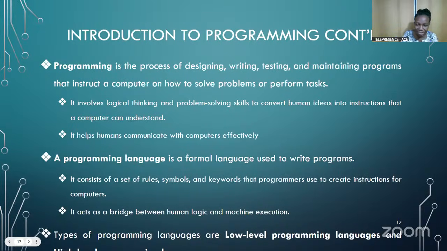A programming language is a formal language that is used to write programs. It consists of a set of rules, symbols, and keywords that programmers use to create instructions for computers. If you're writing a particular program, that means you are using a particular programming language. It acts as a bridge, as I said earlier, between human logic and machine execution. Now we have types of programming languages. We have the low-level programming languages and we have the high-level programming languages.